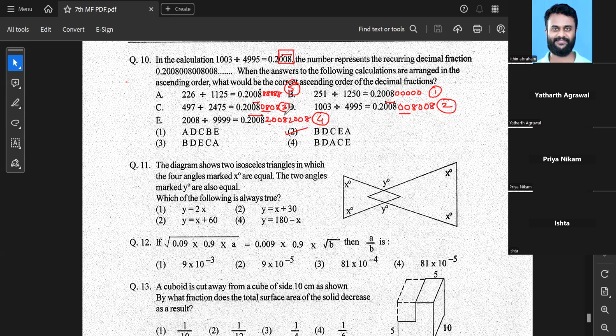Sir, how did you know that the dots symbolize repetition? Because in the question they have said it. The number had two dots, and they had said that this represents a recurring decimal fraction, 2008, 008, 008, 008. So from this number itself, if you observe, there were two dots. One was above 0, and the other one was above 8. So dots represent which numbers are going to be recurring. Okay, sir.